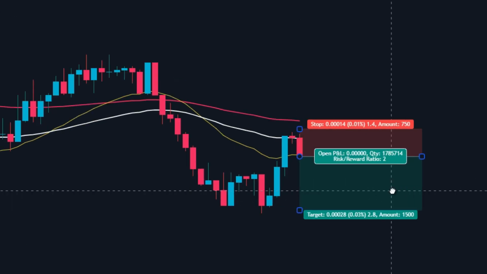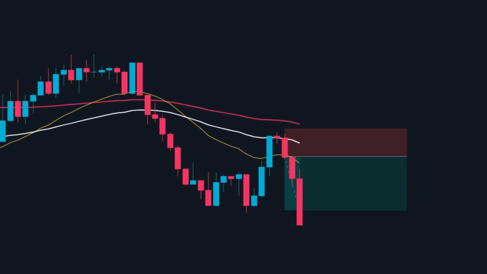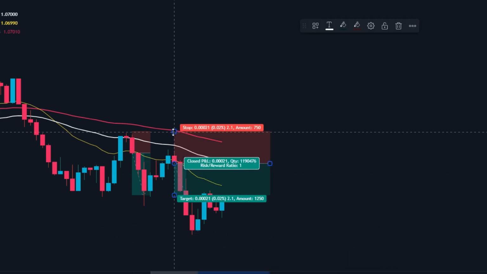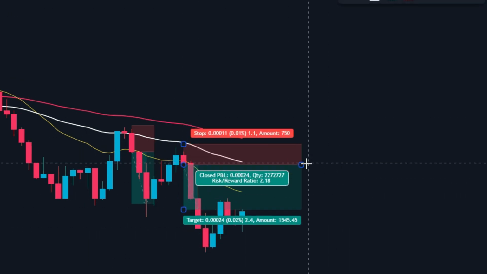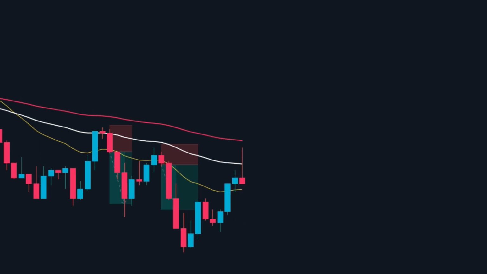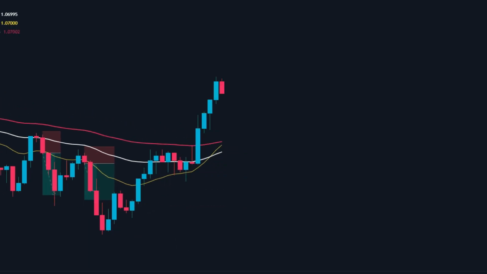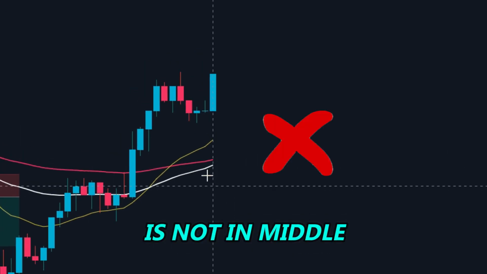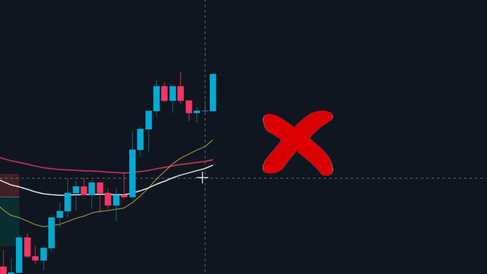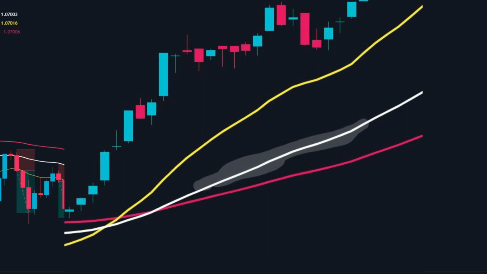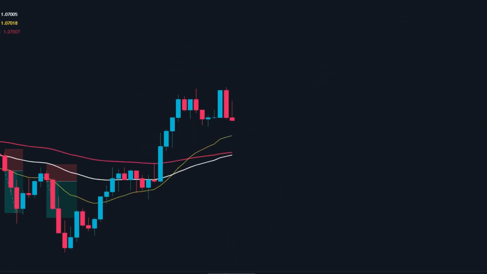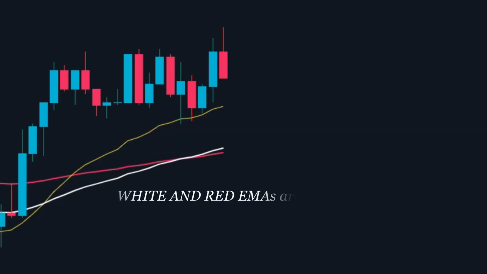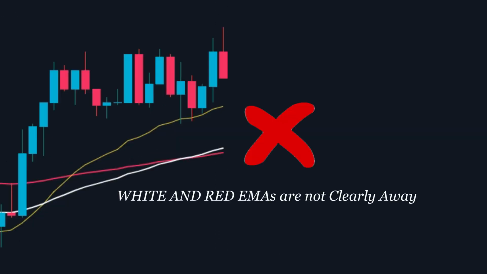Here is a valid short entry. As we move forward, the setup also presented itself another valid entry which turned out to be a winner. Now the signal EMA has crossed the red EMA, but the white EMA is not in the middle. The white EMA should be in the middle and it should be clearly away from the red EMA. If red EMA and white EMA are close together, it means the market is sideways and we will ignore such entries.